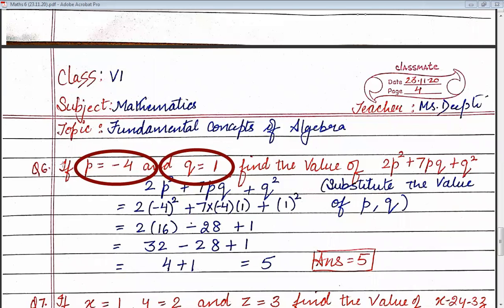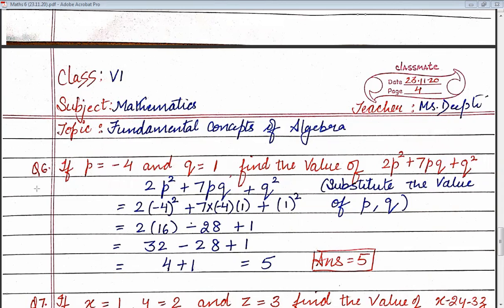And the values are also given. The value of p is minus 4 and q is 1. And your algebraic expression here is 2p square plus 7p into q plus q square. Children, I hope now you know this, that p square means p into p, pq means p into q, and q square means q into q. Okay, so now let us discuss the answer.